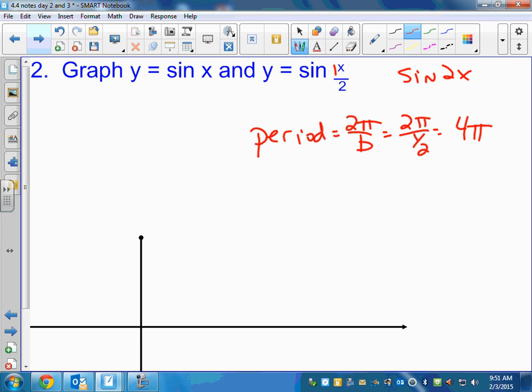Notice I have this really long graph here. That's because in order for us to get the entire sine graphed, we're going to have to go to 4 pi instead of 2 pi. So this is super important. Before you make your graph, you got to find how long the period is. This is also super important because it helps us pick really good points to graph. All right?